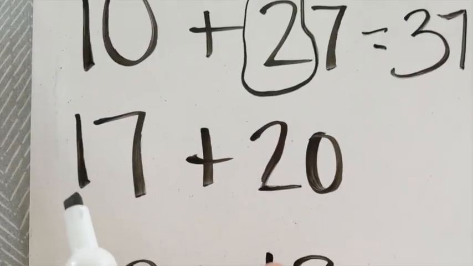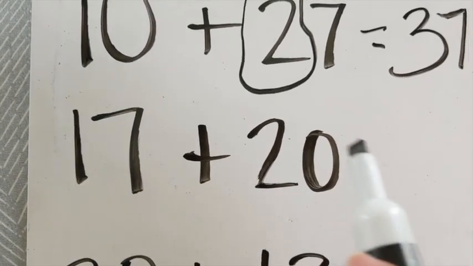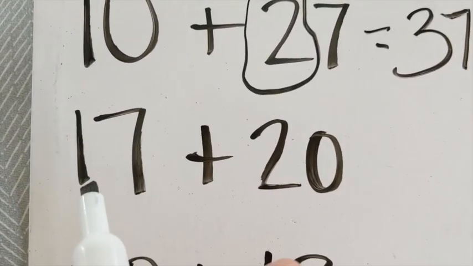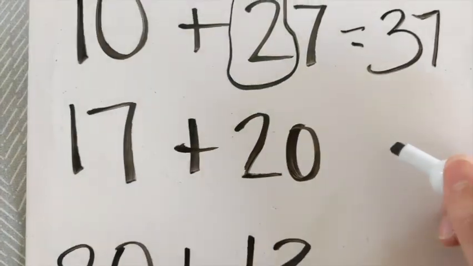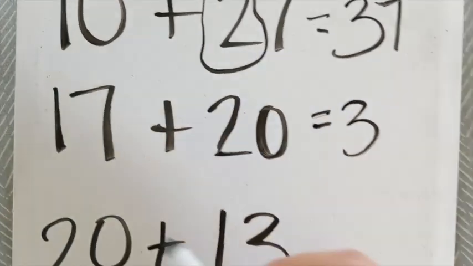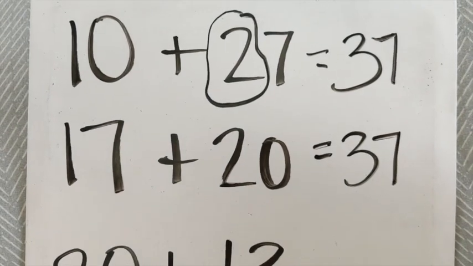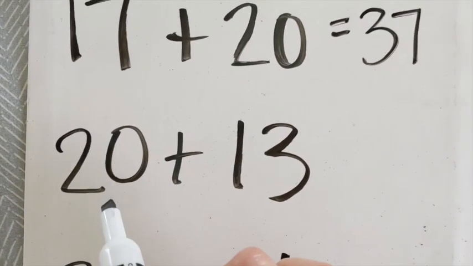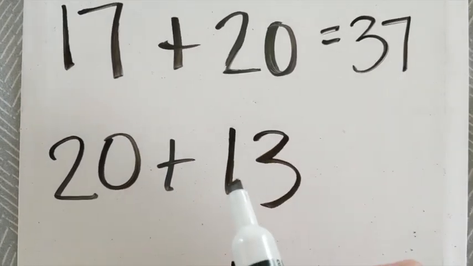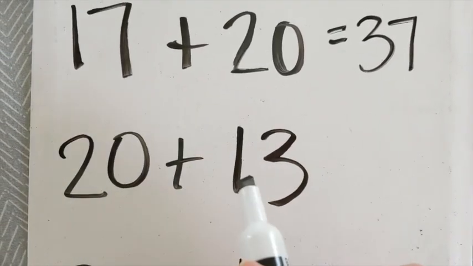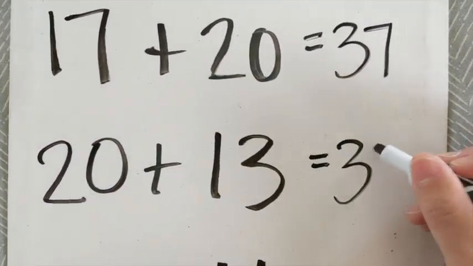Okay, let's read this one. 17 plus 20. In your head, you should see that there is 10 and 20. What's 10 plus 20? Another 30. And there's 7 ones. 37. Okay, let's try another one. 20 plus, instead of seeing the 13, you should see 10 and 3 ones. So what's 20 plus 10? Another 30, and then you've got 3 ones.